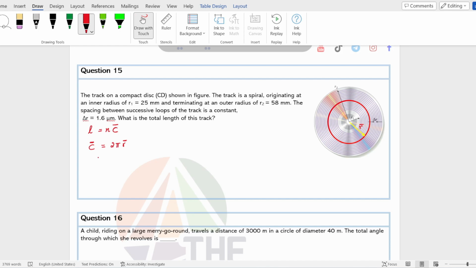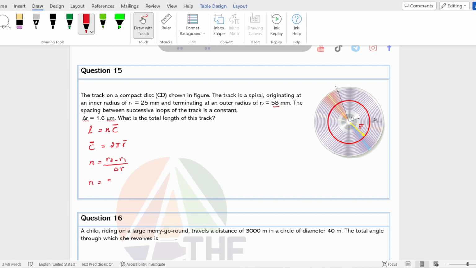What about N? N, on the other hand, is equal to how many circles or turns that we can draw on this circular track or this CD. هي عبارة عن شو؟ عبارة عن R2 minus R1 divided by delta R. Right. Let's find N to start with. N in this case is equal to, and then R2 is given as 58 millimeters. Now, if we substitute it, we have to convert from millimeters to meters.